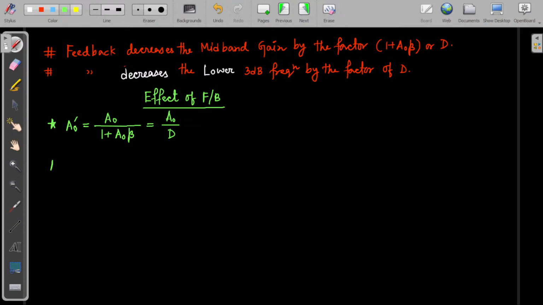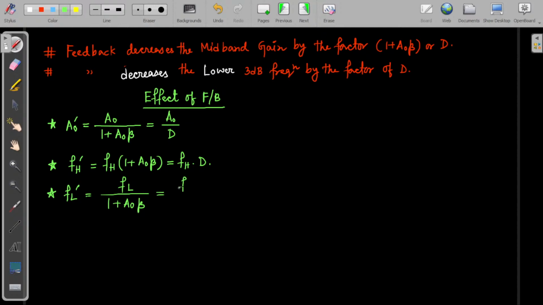Second conclusion is that the higher cutoff frequency of the low pass filter will be increased by the same factor 1 plus A0 beta, or we can say FH into D. Another way, the lower cutoff frequency will be decreased by the same factor 1 plus A0 into beta, or you can say FL divided by D.